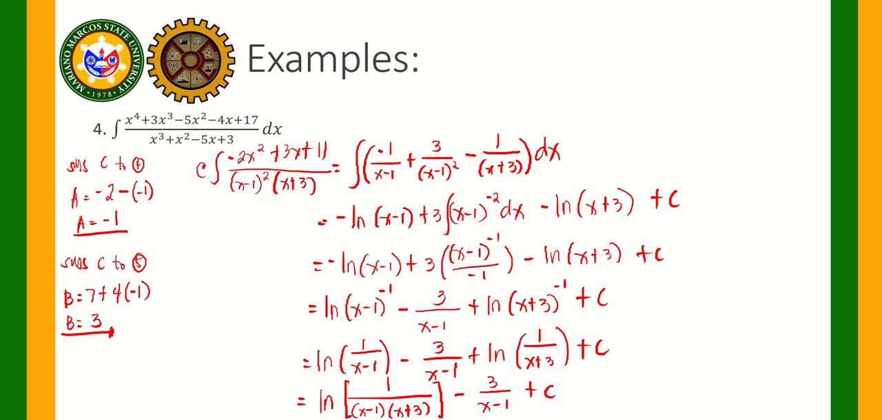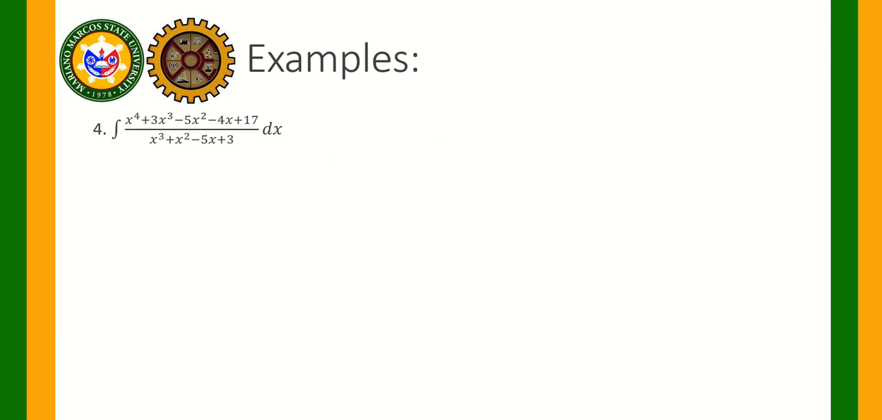However, hindi pa to yung final answer natin. Ito lang yung integration ng negative 2x squared plus 3x plus 11 over x minus 1 squared times x plus 3 natin. Meron pa tayong x plus 2. So, if you remember, this is equal to the integral of x plus 2 plus negative 2x squared plus 3x plus 11 all over x minus 1 squared times x plus 3 dx. So, meron pa tayong x plus 2 dito.